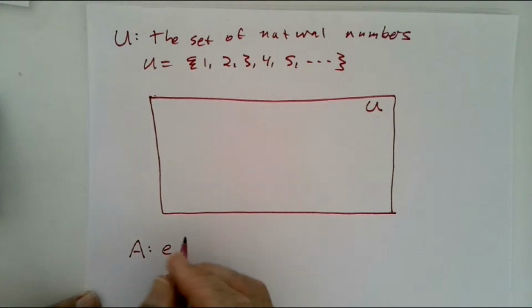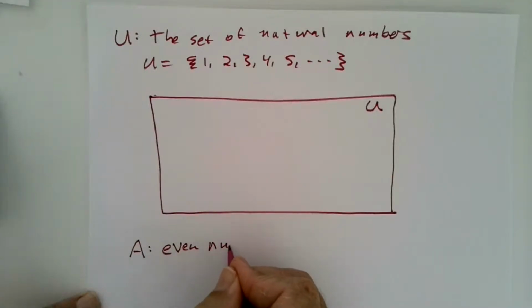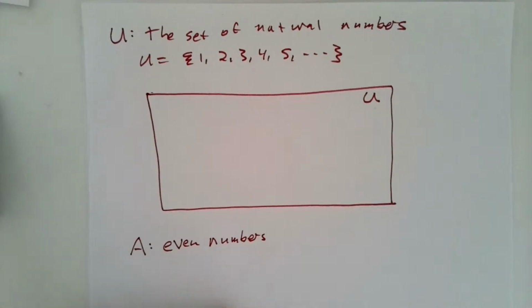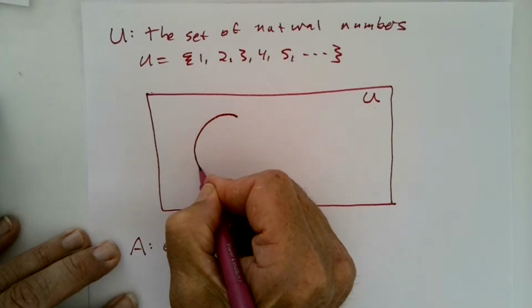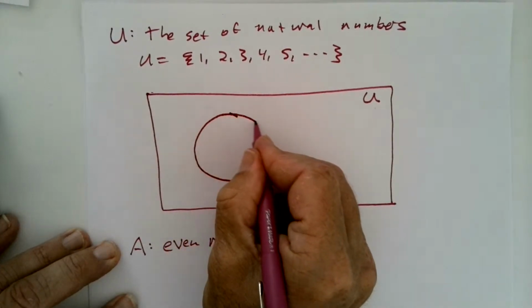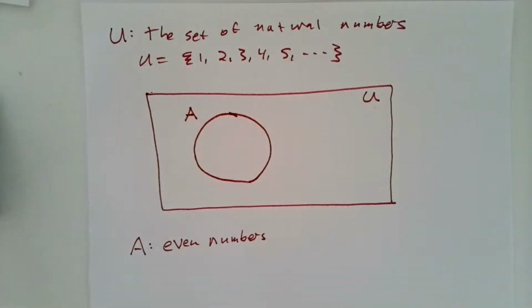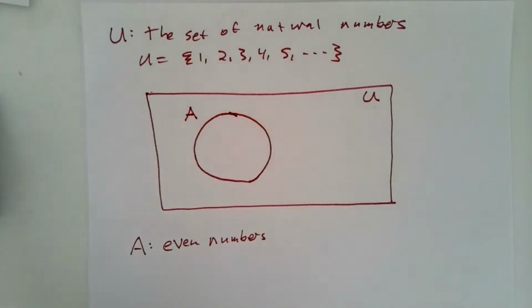Now that's half of the numbers in U. So you might think, oh, I better draw a circle that is half as big as the area of U. No, you don't have to. The size of the circles in the Venn diagram do not represent the number of elements in the set. So it is sufficient for us to draw a circle about that size. So all the even numbers would be inside the circle, all of the odd numbers would be outside that circle. Set B are going to be multiples of 7.